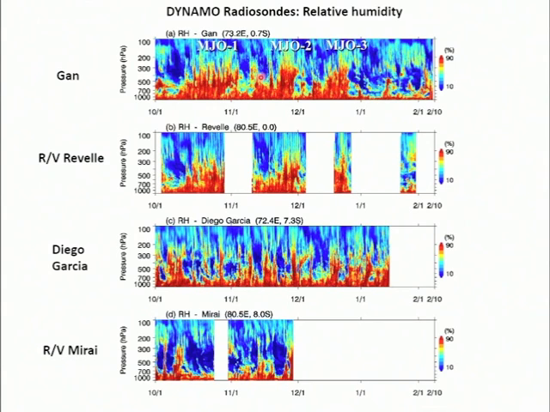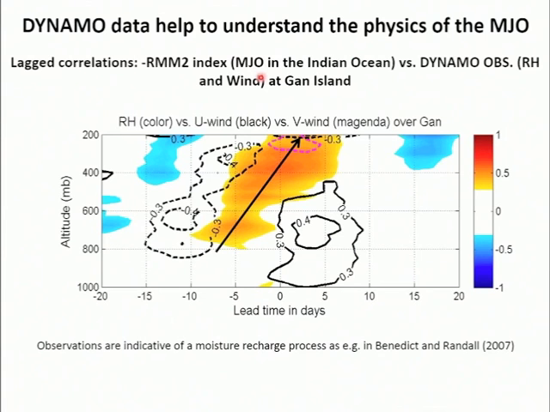So using this data, we can already start doing some theoretical analysis. And this is, I think, a quite interesting graph, which presents lag correlations between the negative RMM2 index, which describes the MJO entering the Indian Ocean, versus DYNAMO observations at Gan Island of relative humidity shown with colors, and of zonal wind shown with the thick black lines.